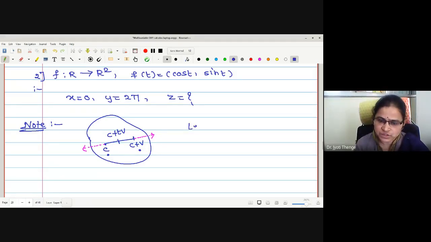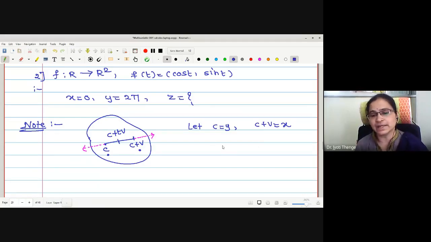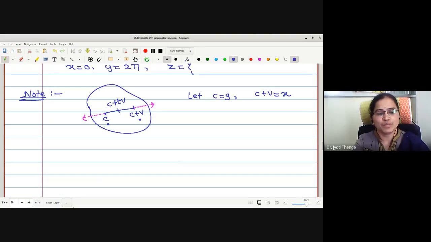If I just want to change the notation, let me put C equal to Y, and C plus V equal to X. That is, we are interested in finding the equation of a line joining the 2 points X and Y. Here we have a line segment passing through C parallel to V, therefore the endpoint we are getting is C plus V. But if I want to write in general the equation of a line joining the 2 points, a subset S in R^n in this case, then the same equation can be used. How can I use the same equation?